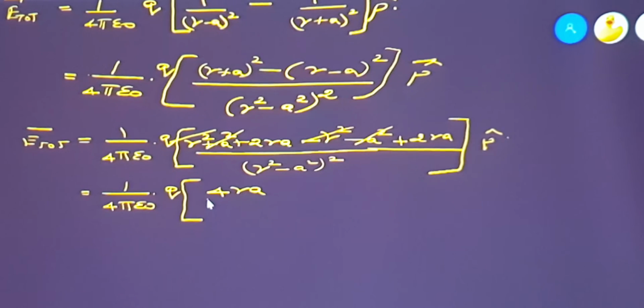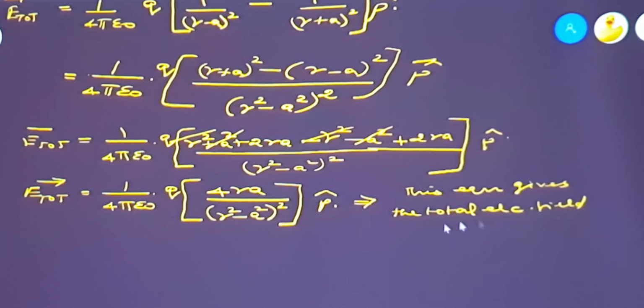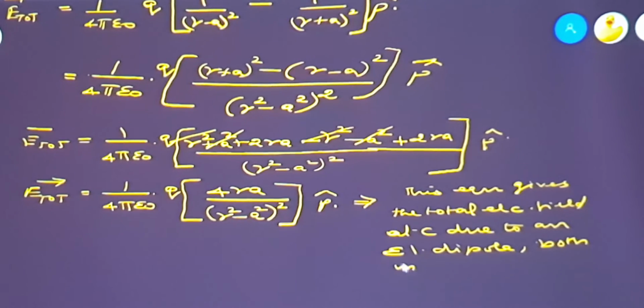I can get the answer as 4ra divided by (r square minus a square) the whole square into p cap. So this is what we can state, that E total, the electrical field at point C, is given in both magnitude and direction. This equation gives the total electric field at C due to an electric dipole, given both in magnitude and direction. But at the same time you can consider a special case.